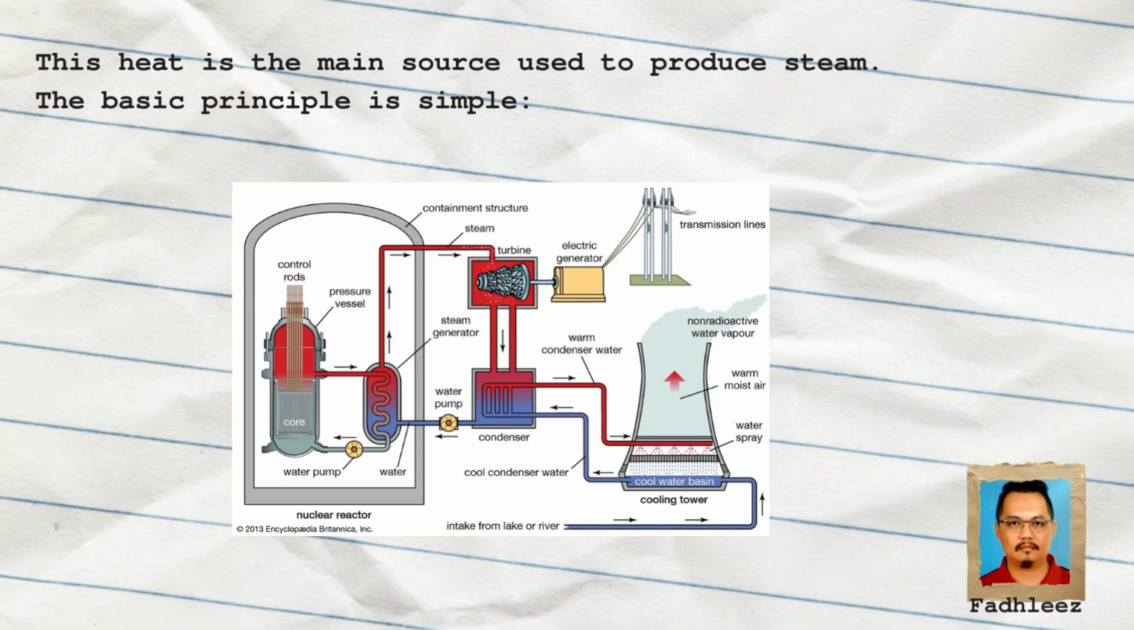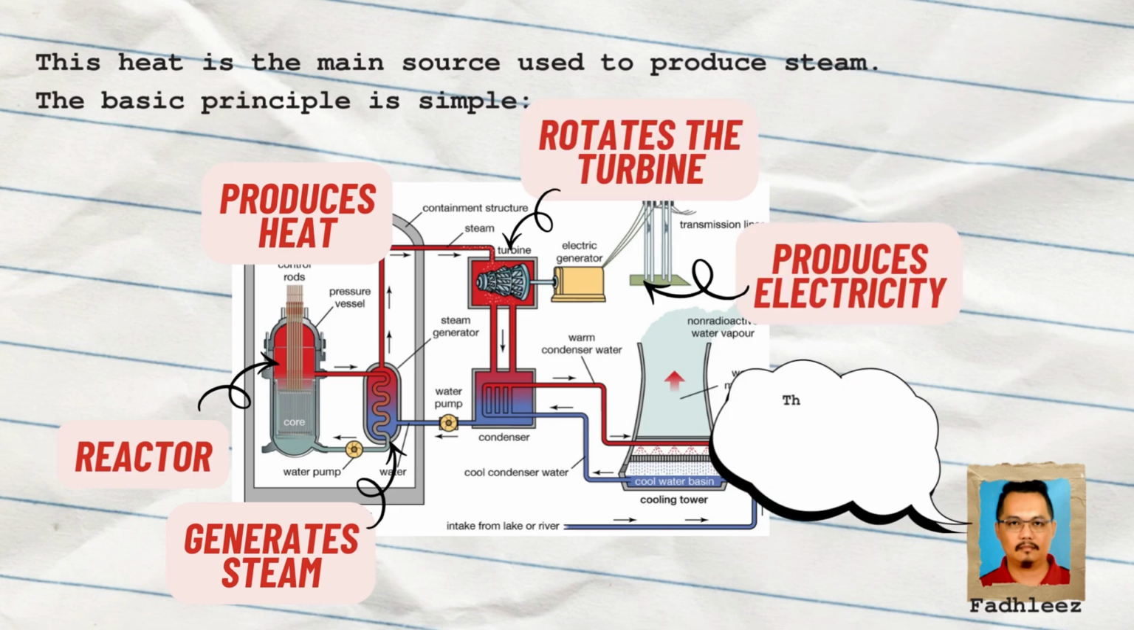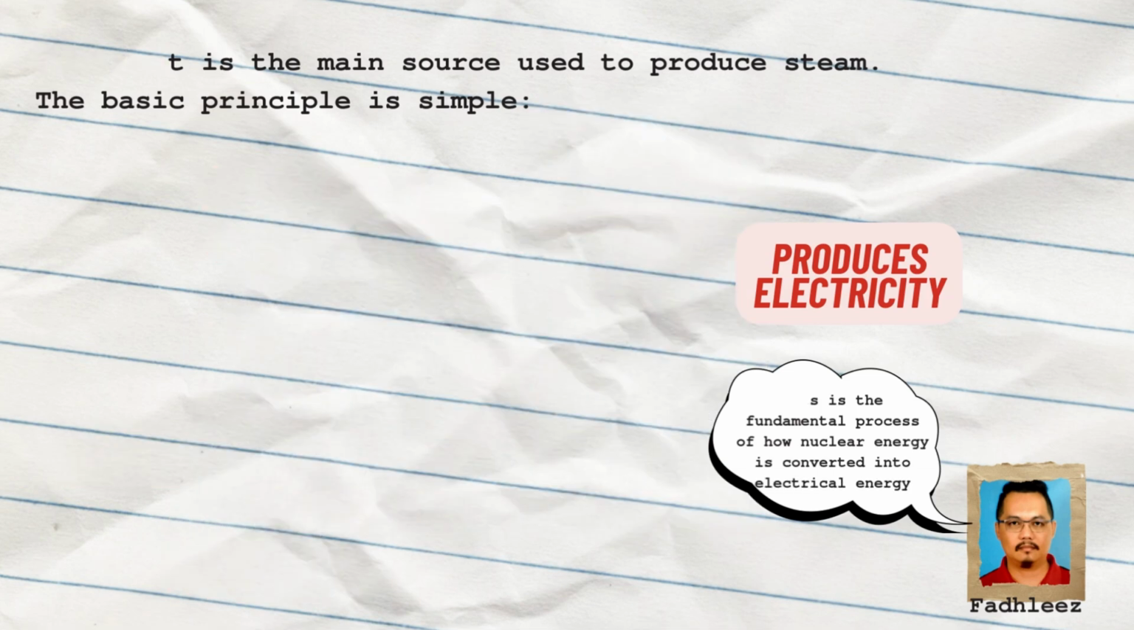The basic principle is simple. The reactor produces heat, generates steam, rotates the turbine and produces electricity. This is the fundamental process of how nuclear energy is converted into electrical energy.